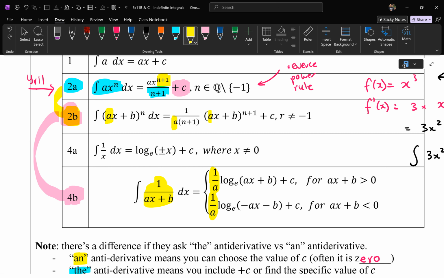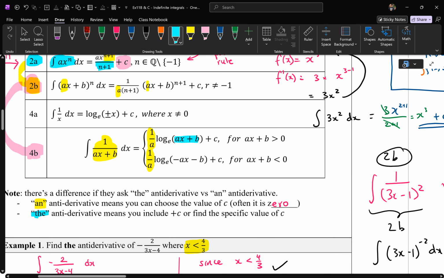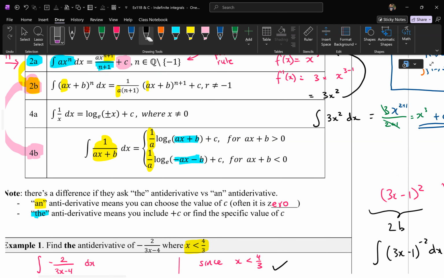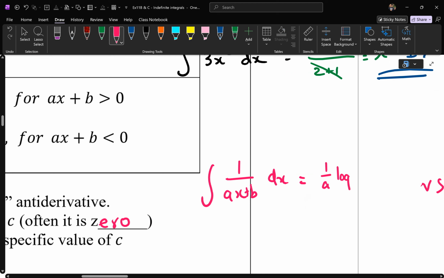Now for specialist students, that would make sense. For a lot of the Methods students, this is going to be your first time learning absolute functions. Okay? Technically, in your textbook, sometimes they write this in one go. I'm just going to get a show of hands if you've seen this rule before. So antiderive 1 on ax plus b dx is equal to 1 on a log e and then this vertical line.